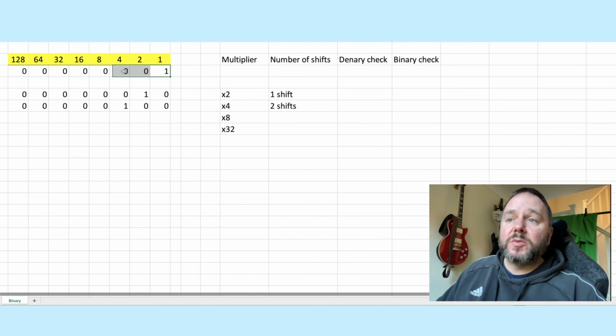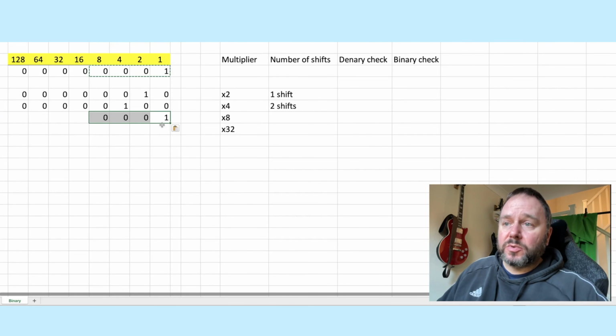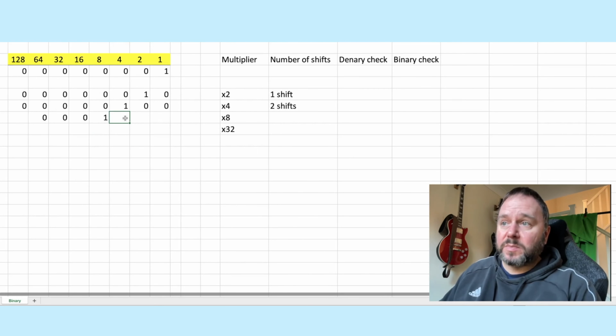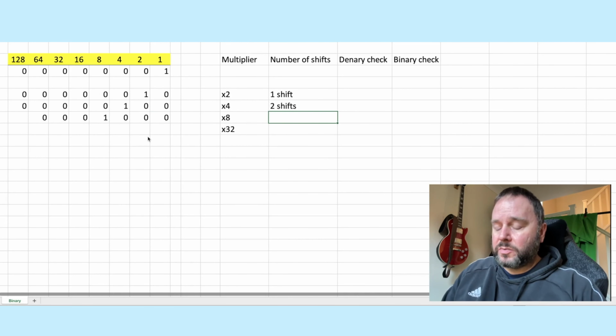How to get this to be times by 8? Let's have a look. To get this to be times by 8, it would need to move 1, 2, 3 to give us the number 8. So 1 times by 8 is 8.